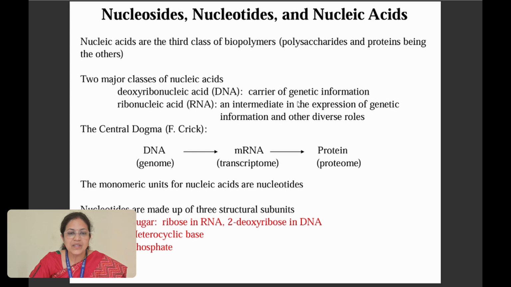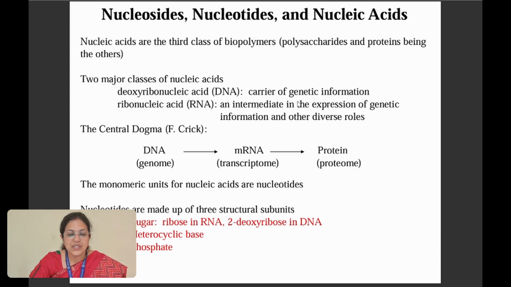Now coming to the last topic of this unit, nucleosides, nucleotides and nucleic acids. Nucleic acids are the final class of biomolecules, and they are of 2 types, deoxyribonucleic acid and ribonucleic acid. In the central dogma of information, DNA is first converted to mRNA and mRNA is converted to protein. DNA to mRNA is called transcription, and mRNA to protein is called translation.